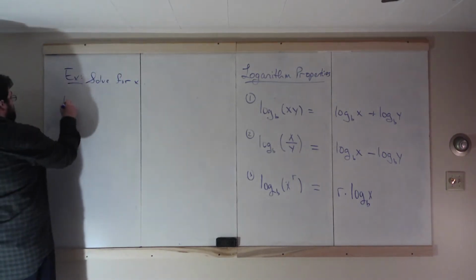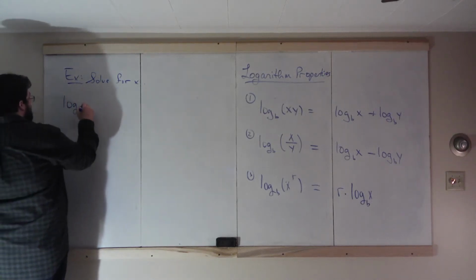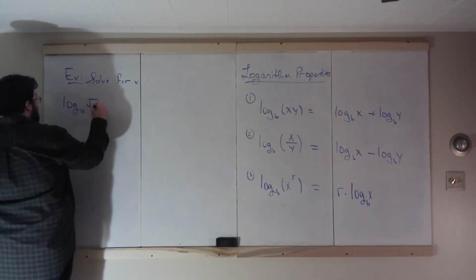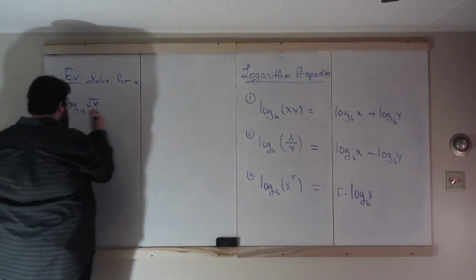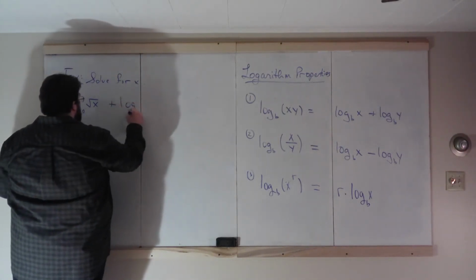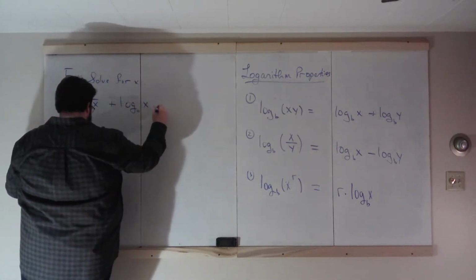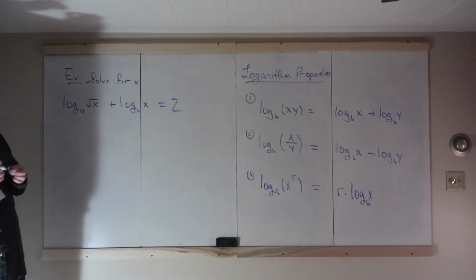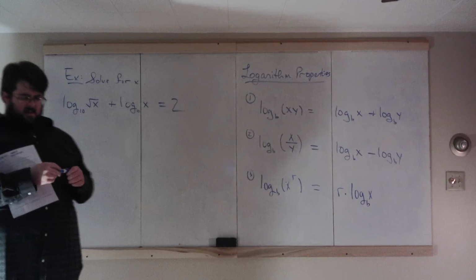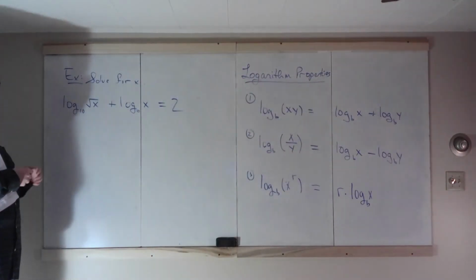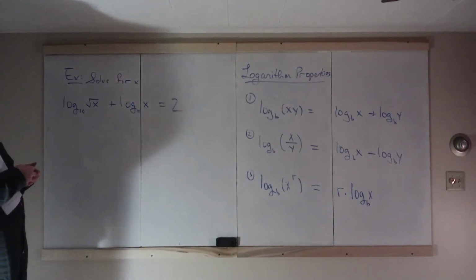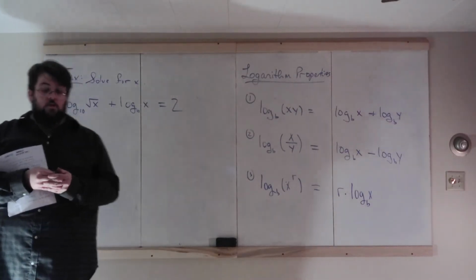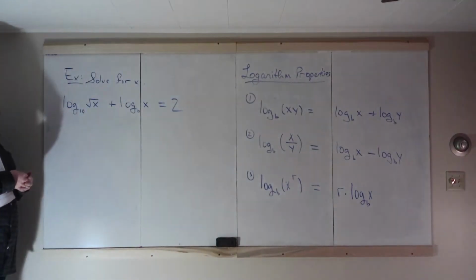What do we have? Let's use base 10: log of root x with base 10, plus log with base 10 of x equals 2. So solve this for x. We'll use those properties. There are, right off the bat, two different things you can do. I will do one of them.